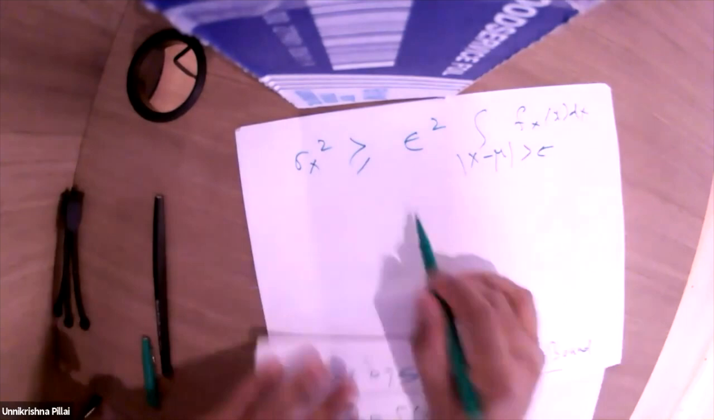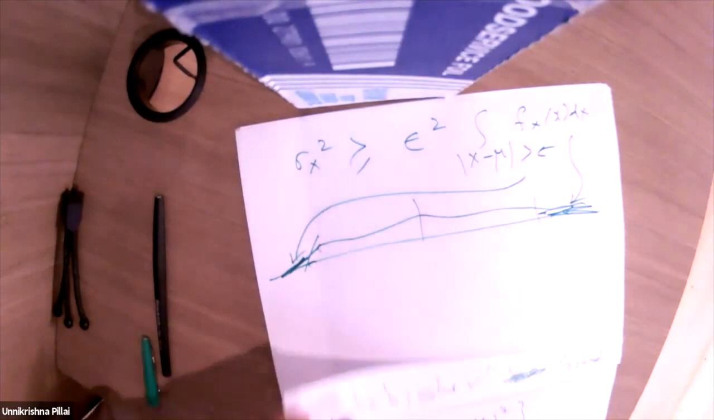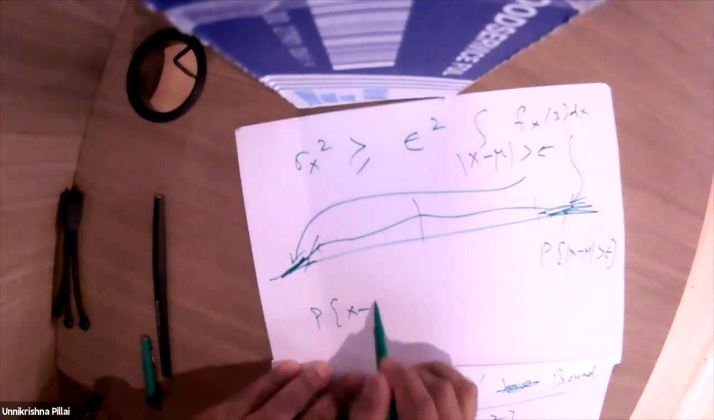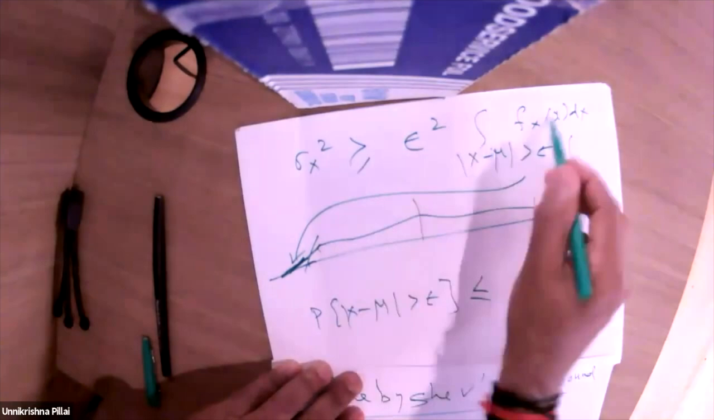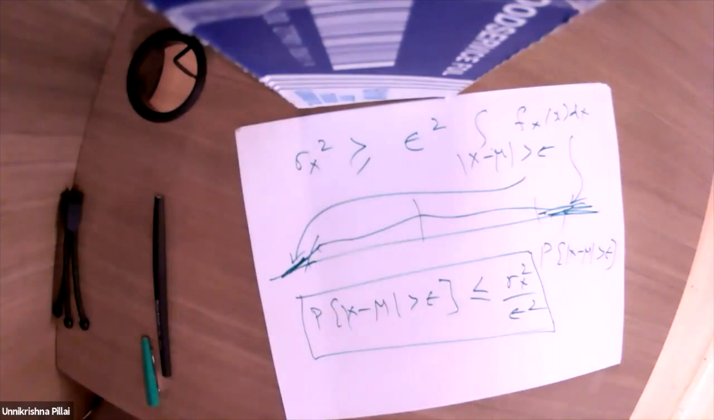But look at this. This is precisely the tail probability, this one. These two probabilities in the tail. So that probability is the probability of |x minus mu| greater than epsilon. So we have the probability of |x minus mu| greater than epsilon is less than or equal to, I plug it in here, sigma x squared over epsilon squared. So that's Chebyshev's inequality, it's very simple.